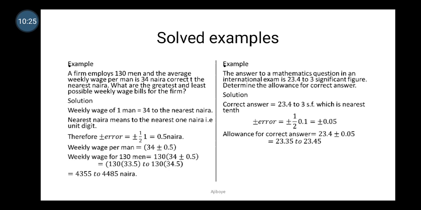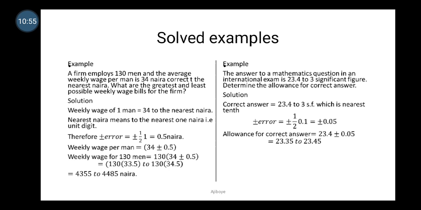So we look at these limits, and that is what we refer to as allowance or approximation error. So this is a case of approximation error. Therefore, our plus or minus error will be equal to plus or minus half of the naira, which is 0.5 naira, which is 50 kobo, by the way. Plus or minus 50 kobo.